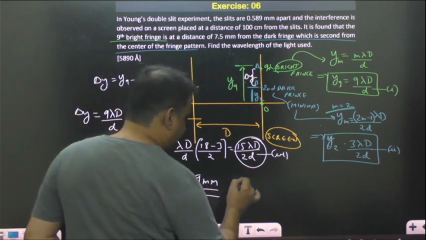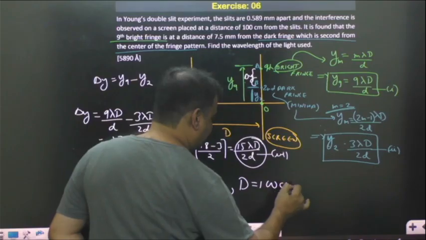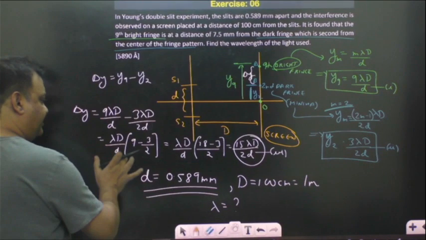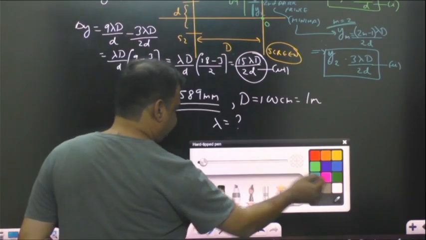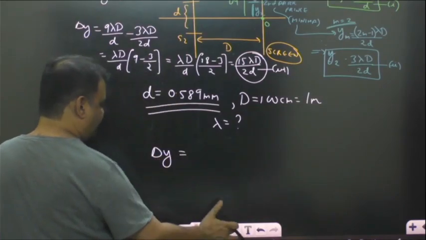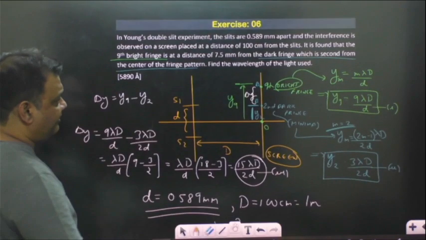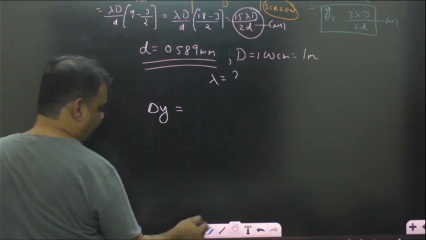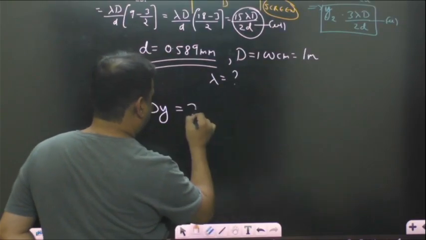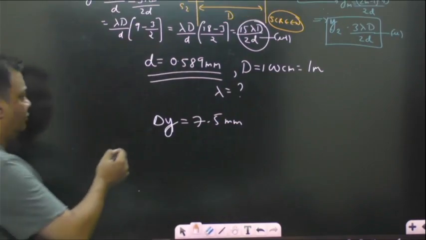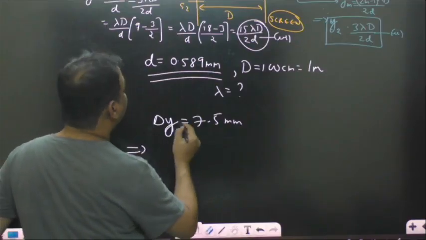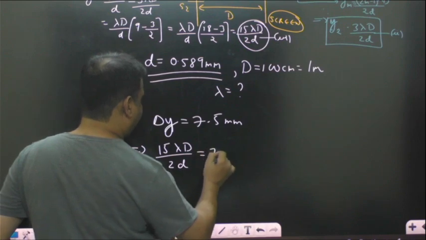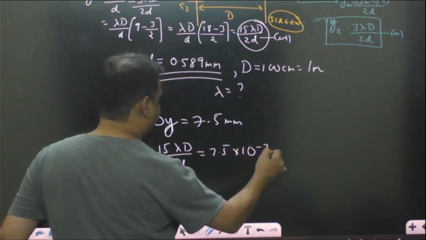And capital D, the distance of the screen from the slit, is 100 centimeter, that is 1 meter. And we have to find the wavelength of the light, isn't it? So you are given this delta y, the distance between the ninth maxima and the second minima, as 7.5 millimeter. So put it as, so we will have, what is your delta y? 15 lambda capital D by 2 small d is 7.5 millimeter, means 10 power minus 3 meter.